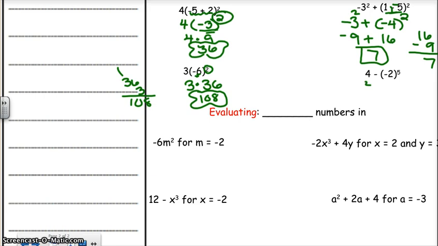So this turns into 4 minus 2 to the 5th. It's negative 2 to the 5th. So I'm going to figure out 2 to the 5th and make it negative because I have an odd number. 2 times 2 is 4, times 2 is 8, times 2 is 16, times 2 is 32. That's 4 plus 32, which is 36.